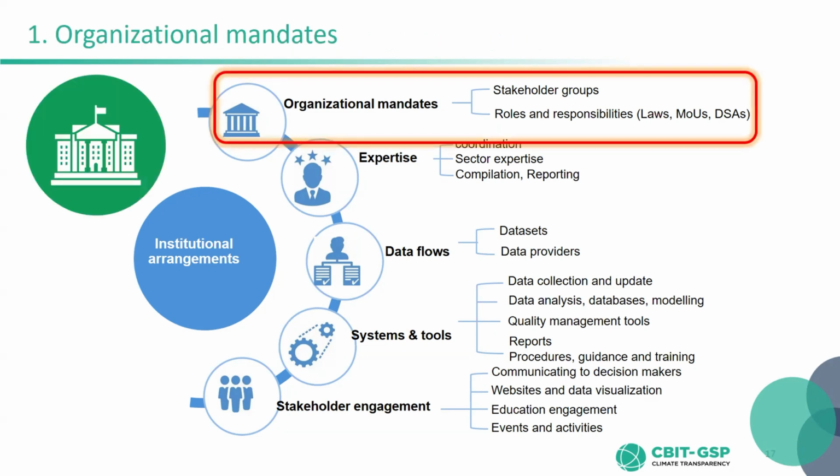So the first component is having clear organizational mandates, knowing who the stakeholders are and what their roles and responsibilities are. Also, since multiple institutions are often involved, it's important to define each one's tasks along with the timeline, of course. Sometimes one organization may handle multiple roles based on national capacities, and sometimes it's divided, as we saw previously.